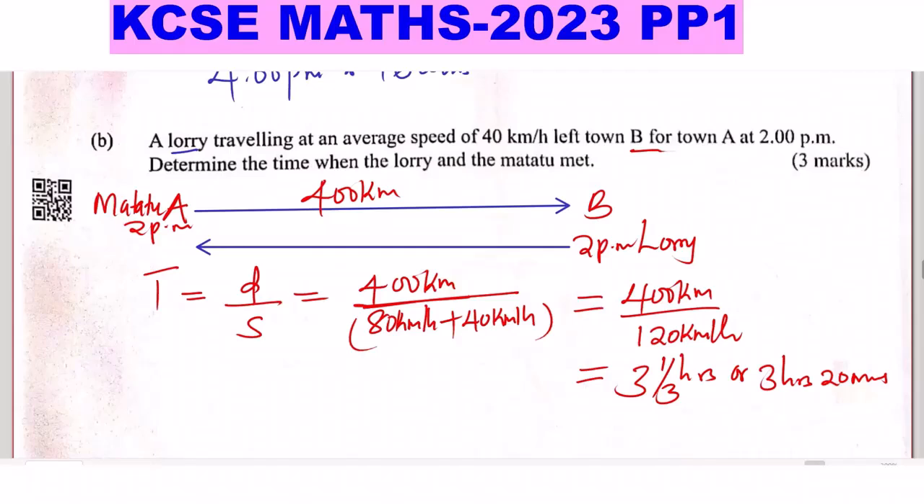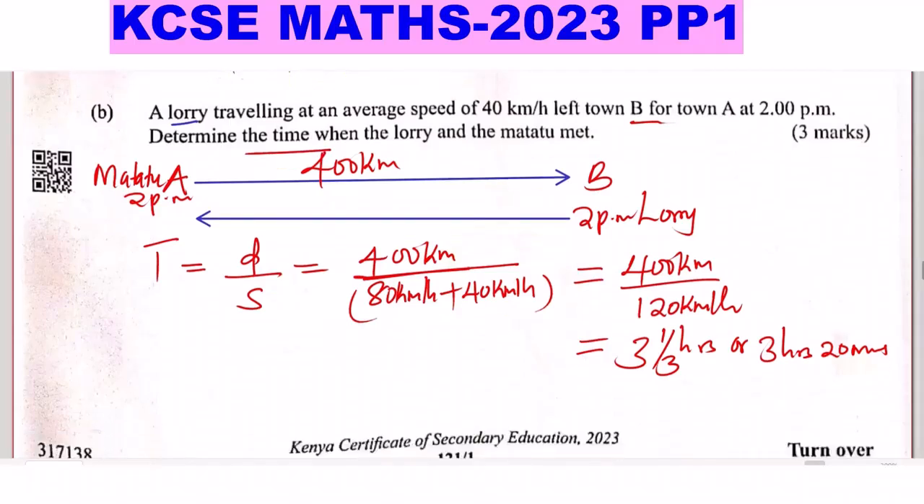The question is determine the time when they met. Since both of them had started traveling at the same time, 2 p.m., the time taken to meet is already there, 3 hours 20 minutes. So you just take 2 p.m. plus the time taken to meet, which is 3 hours and 20 minutes.